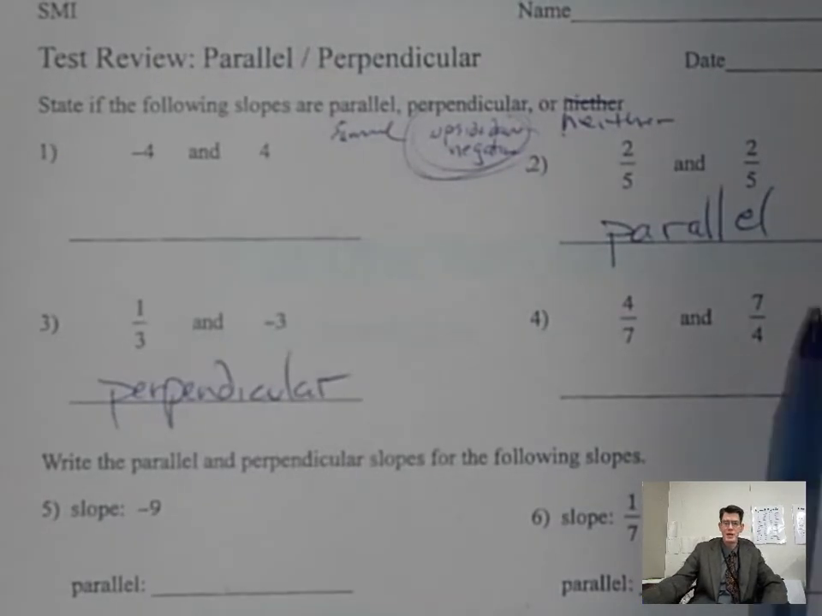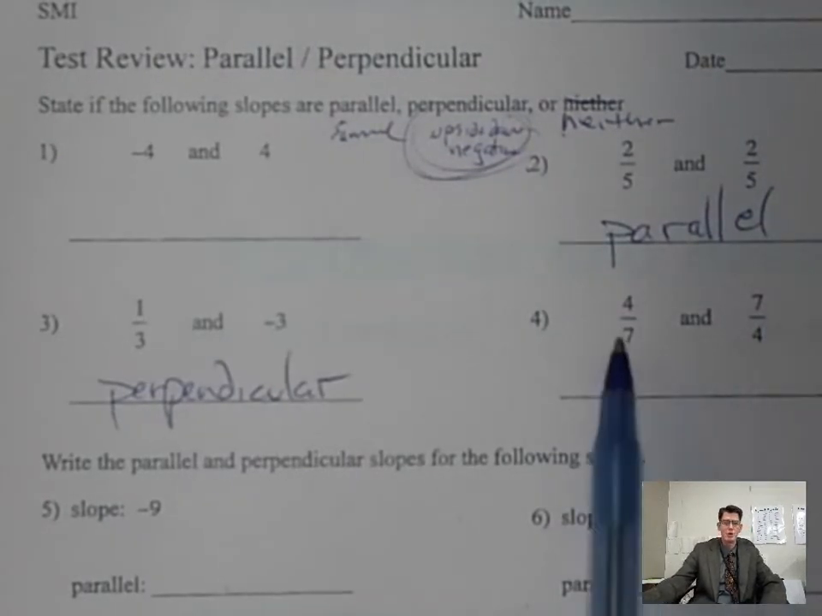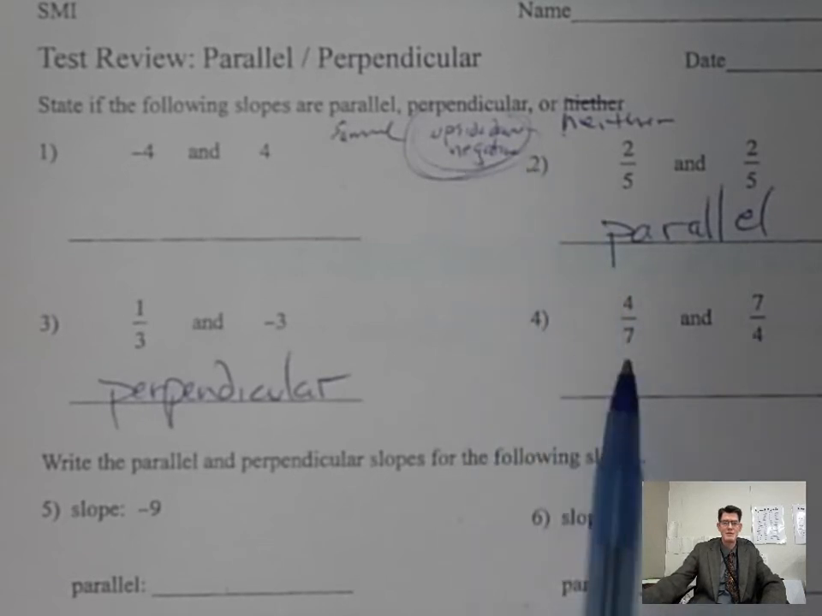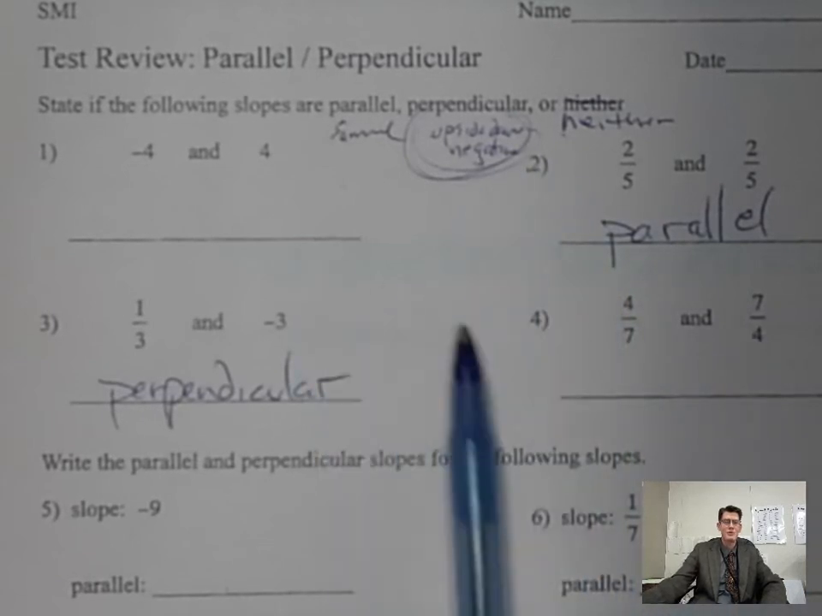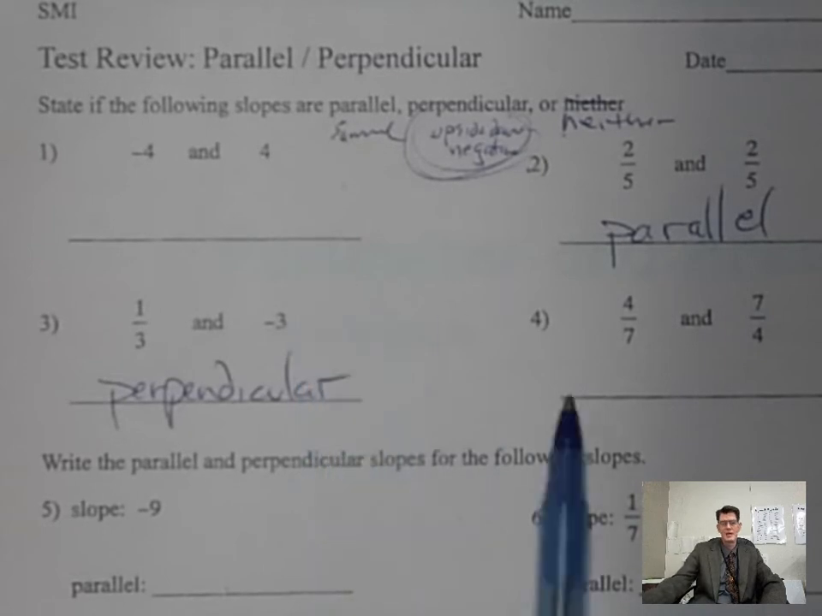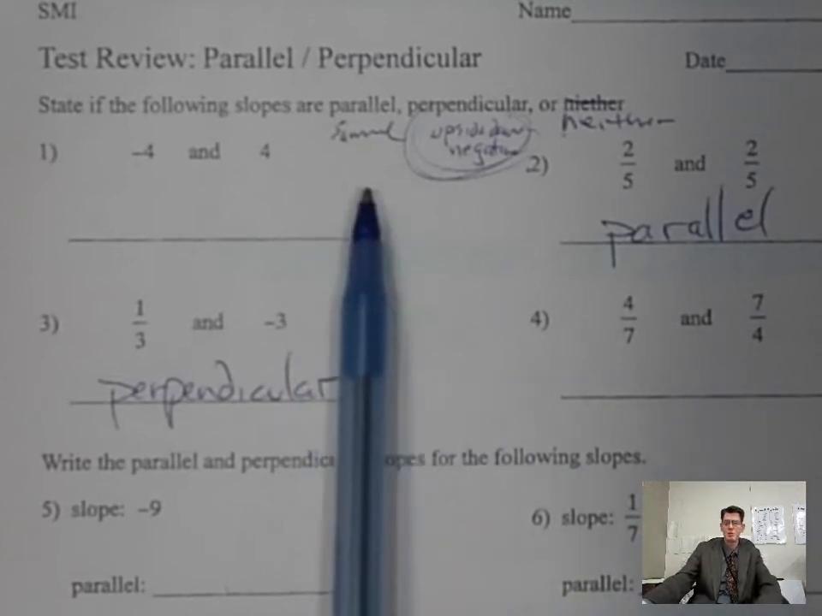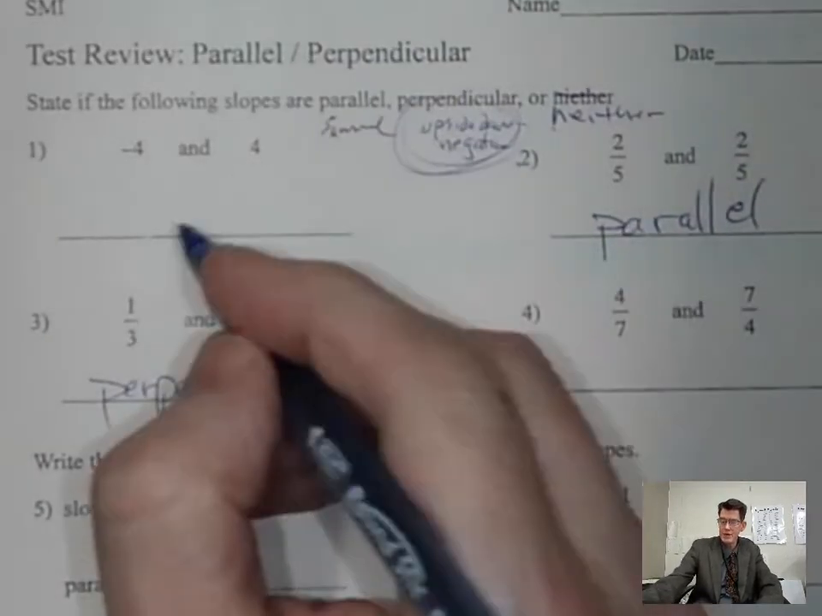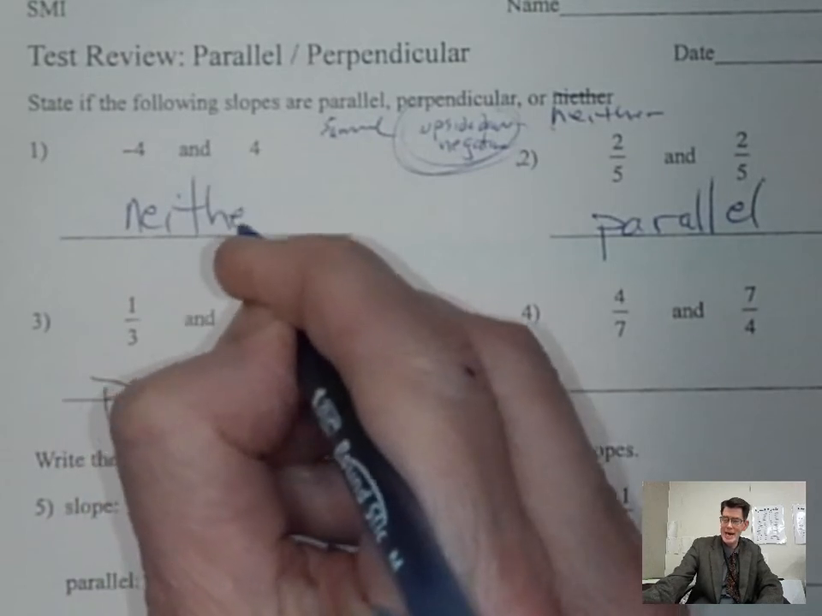And then coming over here, yep, these are the multiplicative inverse. They're the upside down, but they're not the negative of each other. So neither of these fit the strategy, the understanding that it's a multiplicative and additive inverse. So they're both neither.